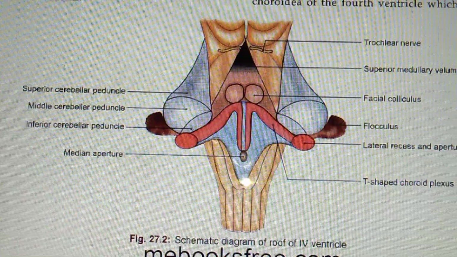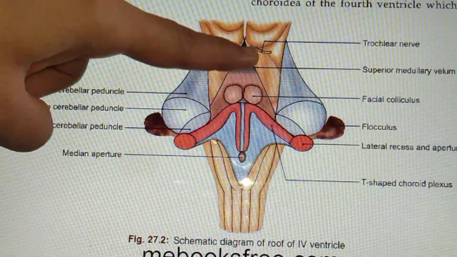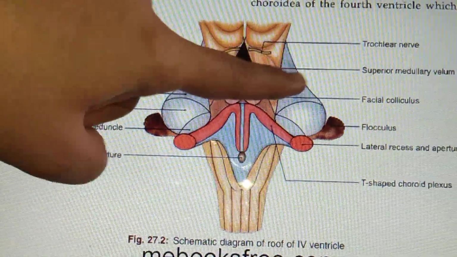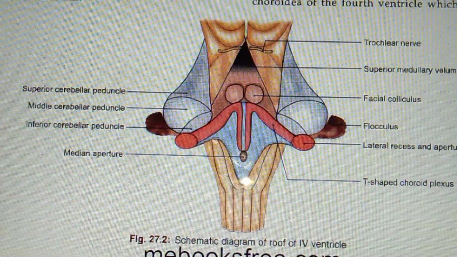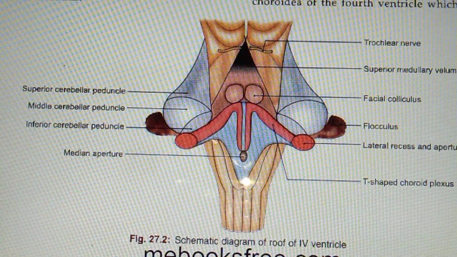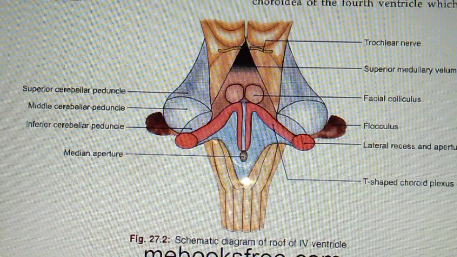The superior medullary velum fills the angular interval between the superior cerebellar peduncles. It is covered on the dorsal surface by the lingula of the superior vermis.